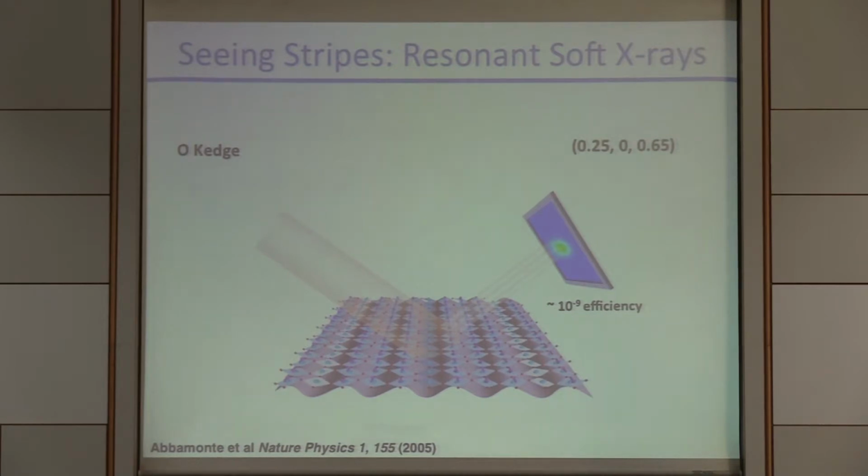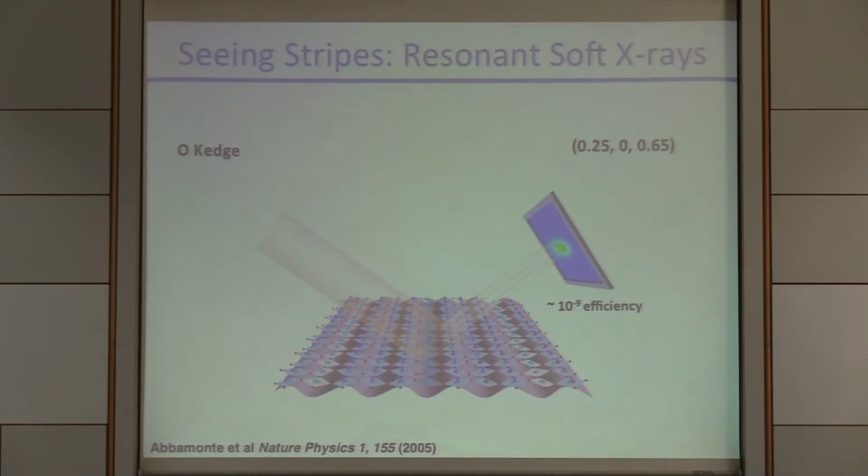So I'm going to tell you the story the other way around, but let's say that what we want to do is first to prove that you can melt stripes with light. And so you need a method that allows you to look at stripes, which remember are a super lattice in charge density and spin density over your registered lattice. And so to do this, what you can do is a resonant soft X-ray.